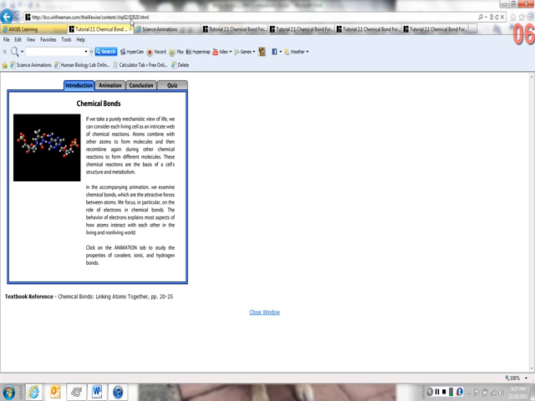In the accompanying animation, we examine chemical bonds, which are the attractive forces between atoms. We focus in particular on the role of electrons in chemical bonds. The behavior of electrons explains most aspects of how atoms interact with each other in the living and non-living world. Here we'll click on the Animation tab to study the properties of covalent, ionic, and hydrogen bonds.